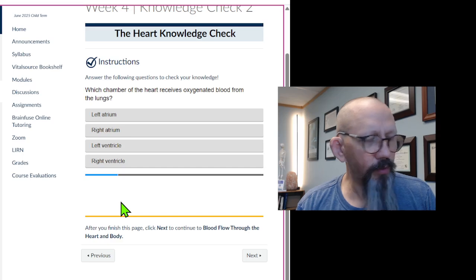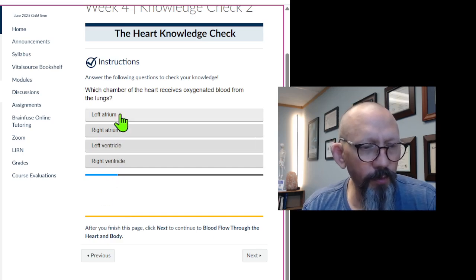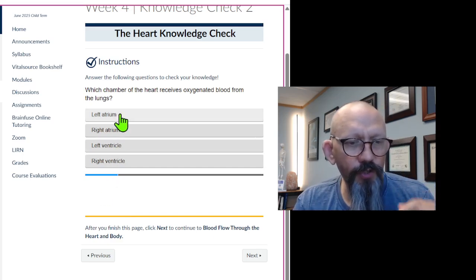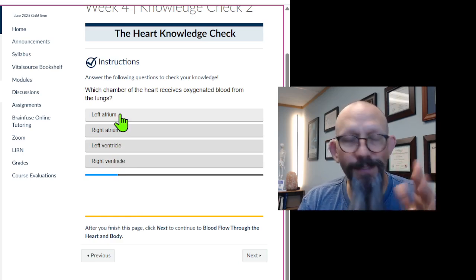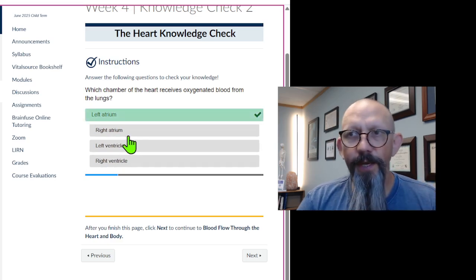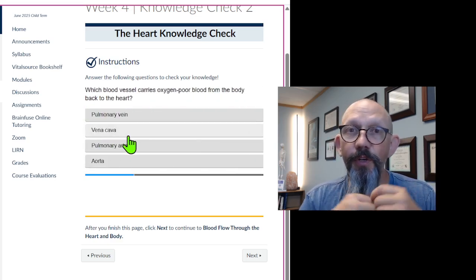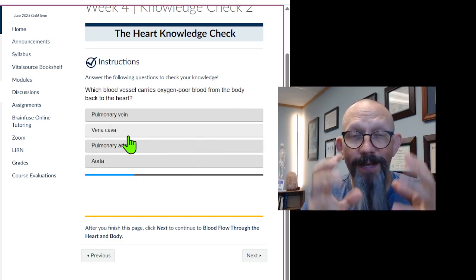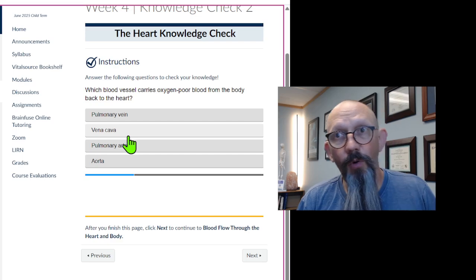Okay, so we're going to look at this one. It's going to be the left atrium in this one. Which chamber of the heart receives oxygenated blood from the lungs? Lungs, left atrium. Now, oxygenated means it's dropped off CO2, picked up oxygen so it can distribute it through the body, attached to red blood cells, or erythrocytes.